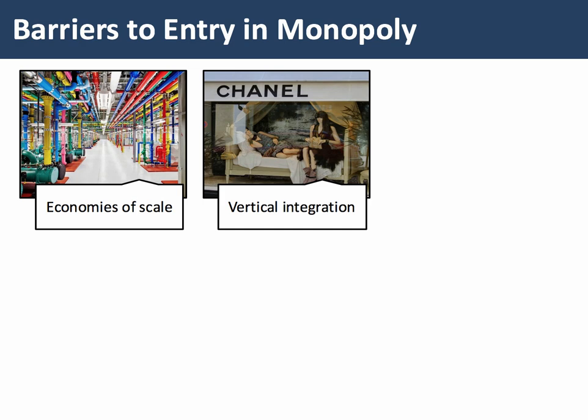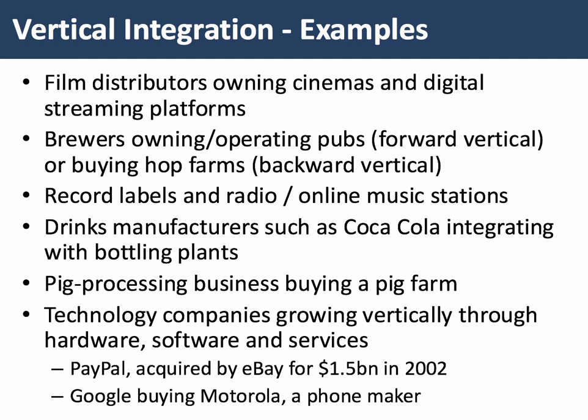Vertical integration is a good example of a barrier to entry. Vertical integration is when you buy different businesses at different points of the supply chain in the same industry. Film distributors owning cinemas, brewing companies owning pubs going forward to the consumer, or buying a hop farm heading backwards towards the source of their materials. A pig processing business buying a pig farm. And lots of vertical integration in businesses such as Coca-Cola, owning bottling plants, and increasingly in the technology sector there's a couple of examples there of vertical integration.